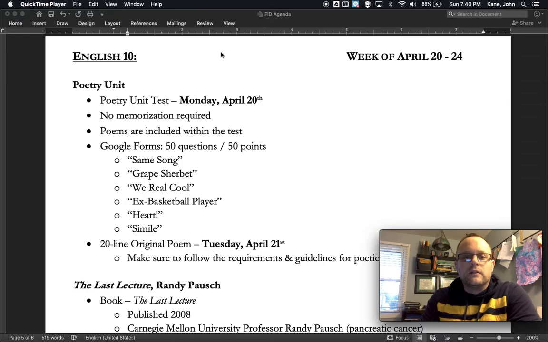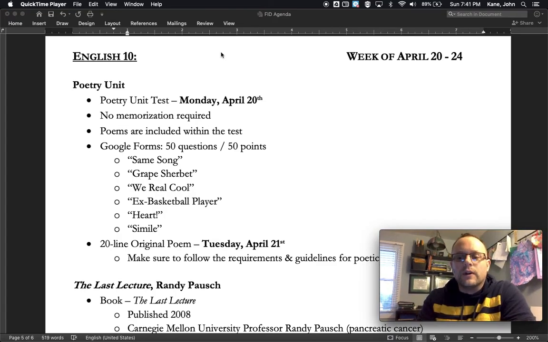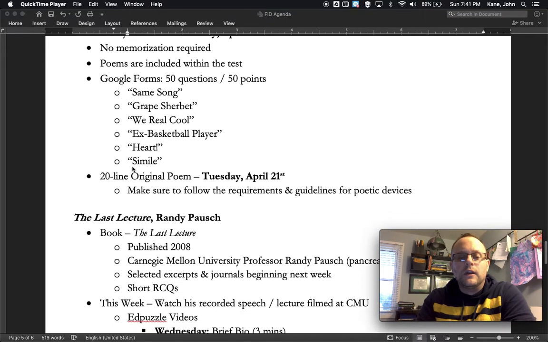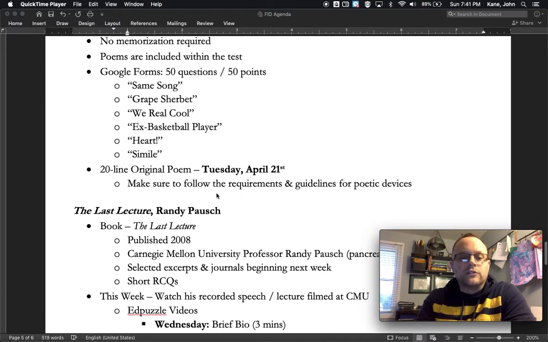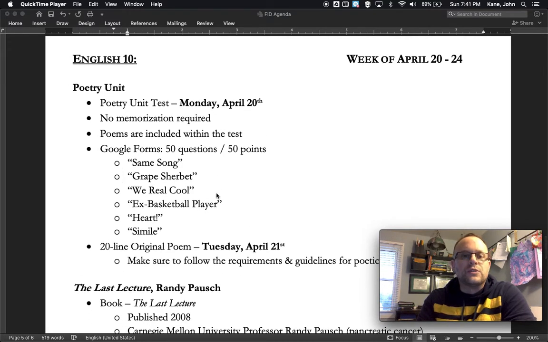It's Sunday night, and I'm just going to run through our activities for the week of April the 20th through the 24th, just so you have an idea of what's going to be going on. This week is going to serve as a little bit of a transitional week, as we're going to be finishing up our poetry unit Monday and Tuesday, and then we're going to be sliding over into the last lecture, beginning that on Wednesday and Thursday and for the foreseeable future.